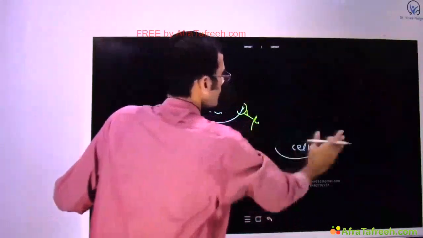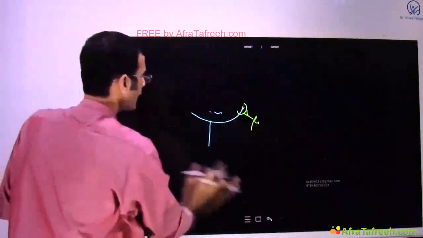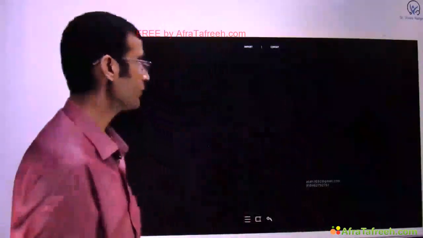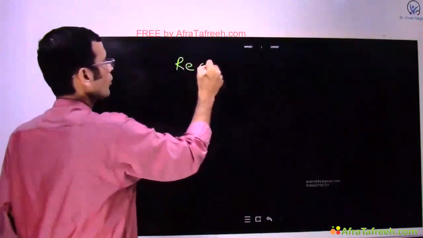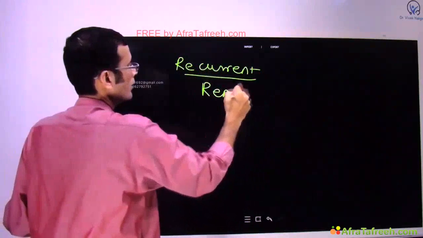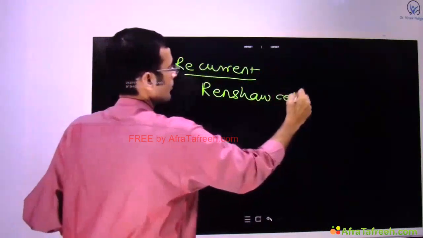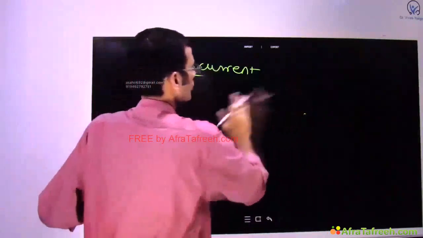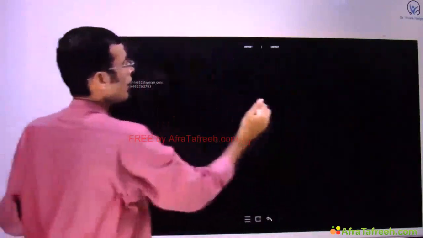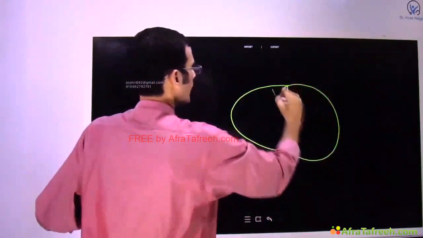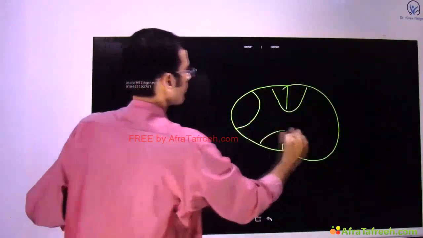Another type of inhibition is not collateral inhibition, it is recurrent inhibition, or Renshaw cell inhibition. Now, what is the purpose of this? We have already seen how Renshaw cell inhibition works. Let us try to understand what it achieves.